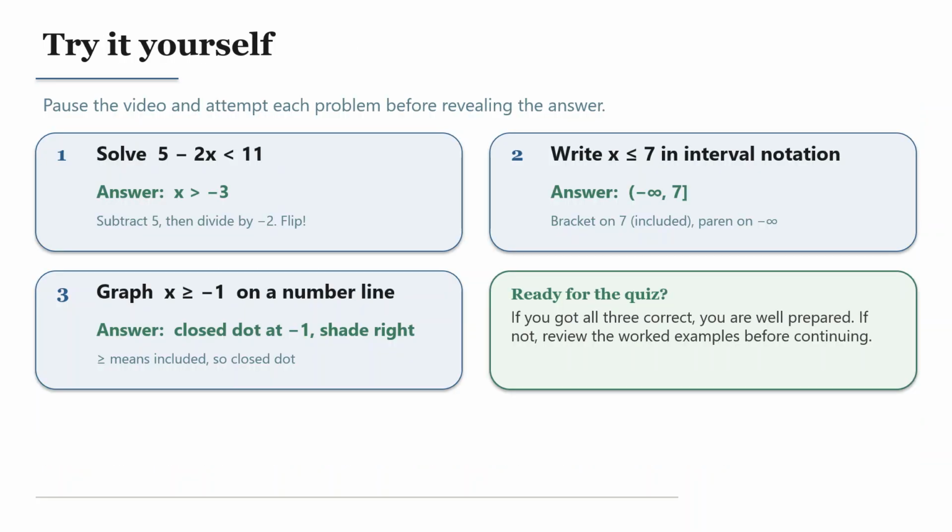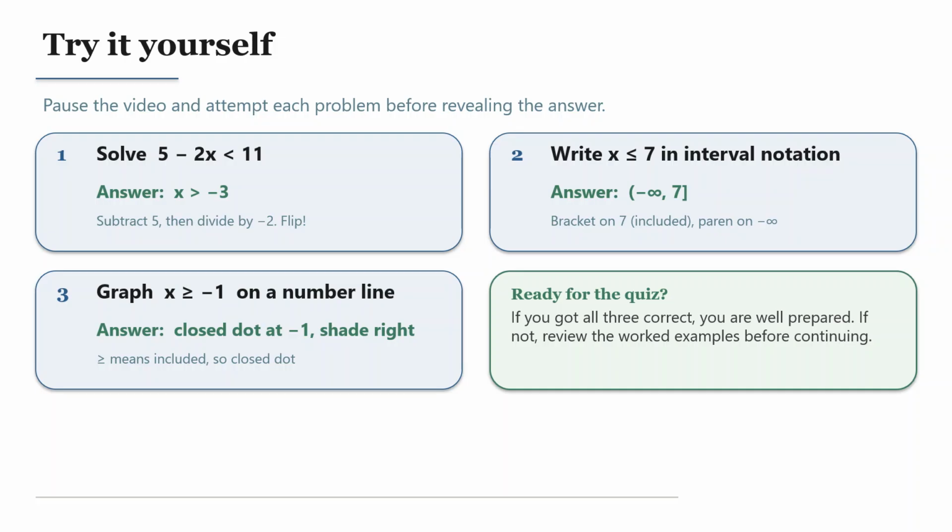Before we jump into the quiz, here are 3 quick practice problems. Pause the video and try each one on your own before I reveal the answer. Problem 1. Solve 5 minus 2x is less than 11. Take a moment. The answer is x is greater than negative 3. Here's how. Subtract 5 from both sides to get negative 2x is less than 6. Then divide by negative 2, and because you divided by a negative, flip less than to greater than. x is greater than negative 3.